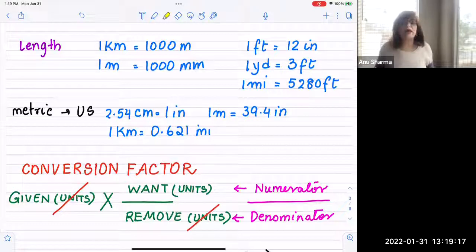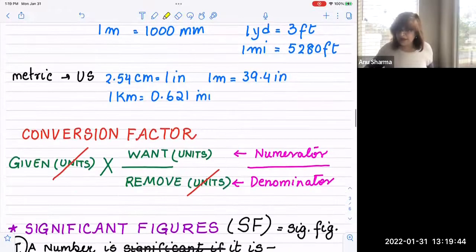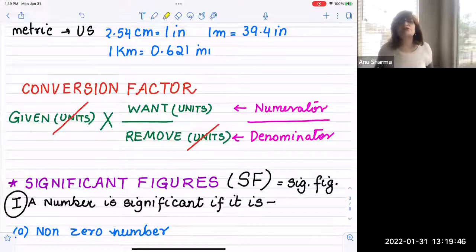Length, for example: 1 kilometer is equal to 1000 meters. Anytime kilo comes, it is 1000. 1 meter is 1000 millimeters. Millimeter is a smaller unit, so small 1000s make 1 meter. That is in the metric conversion. US conversion: 1 foot is 12 inches. 1 yard is 3 feet. 1 mile is 5280 feet. Okay, and then converting metric to US: 2.54 centimeters is equal to 1 inch, or 1 meter is equal to 39.4 inches, or 1 kilometer is 0.621 miles.